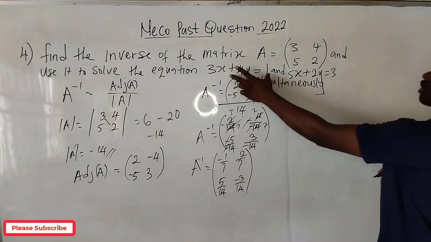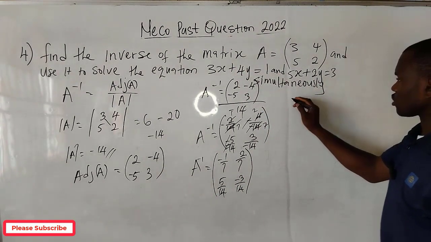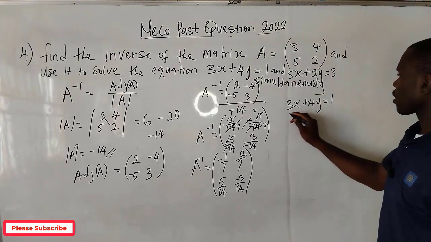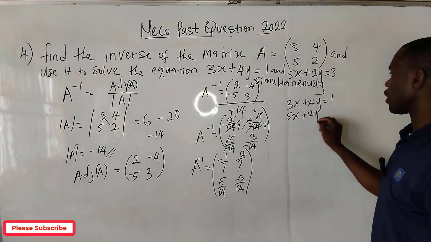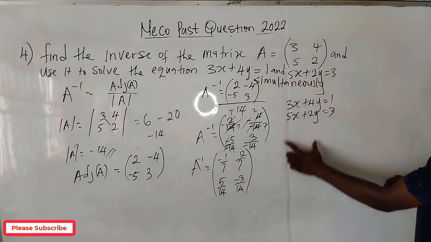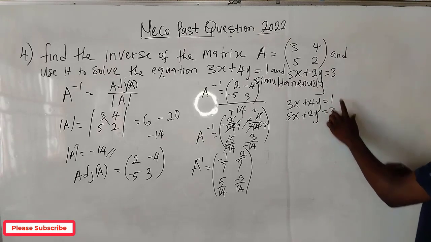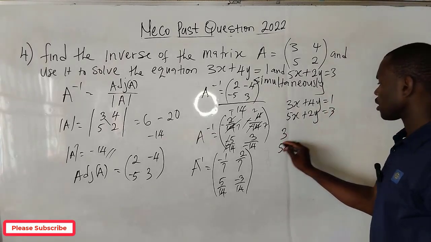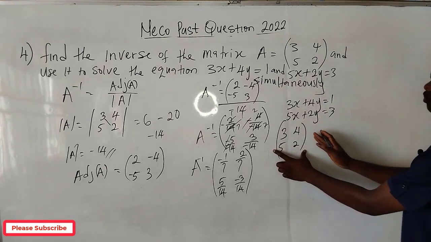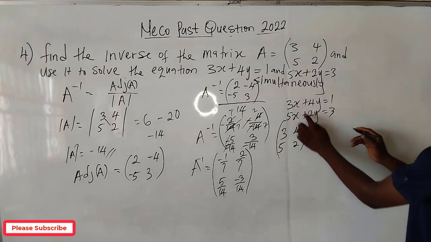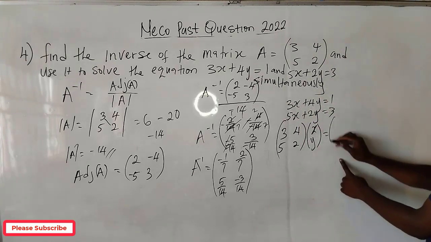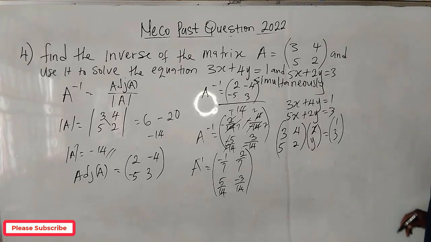So let's use it and solve the simultaneous equation. So I have 3x plus 4y to be equal to 1. And then 5x plus 2y to be equal to 3. Arrange the coefficients of the variables in a matrix equated to this also. I'll have 3 and 5, 4 and 2. Then multiply it against the variables x and y, equal to this. This is a column matrix.